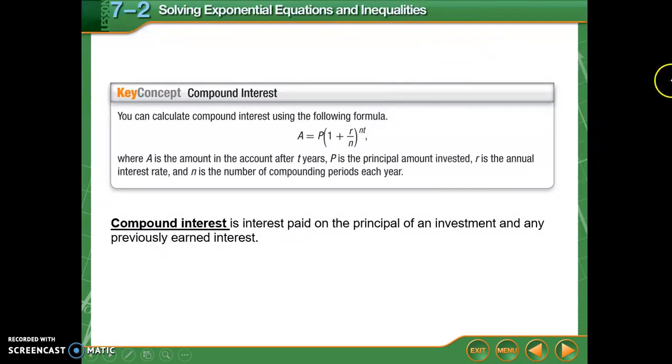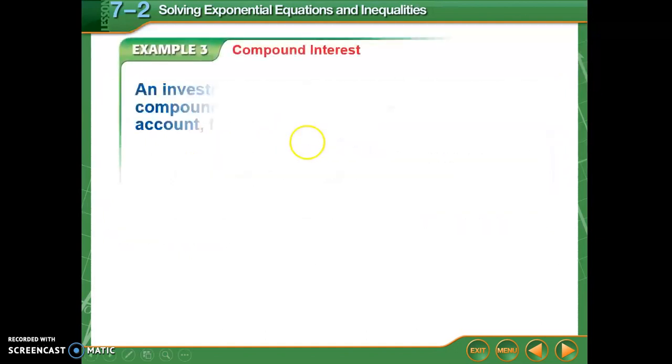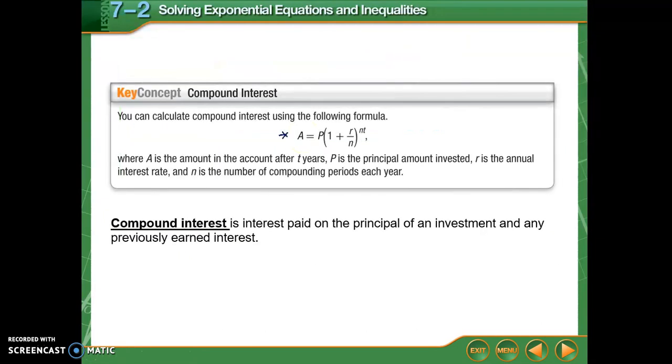All right, let's look at compound interest. This is not a new topic. This is something we looked at in Algebra 1. But remember that you can calculate compound interest using this formula. The total amount of interest, or not the total amount of interest, but the total amount of money in your account, which is A, is your principal.